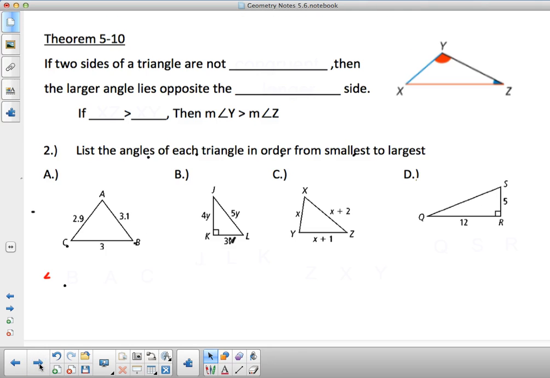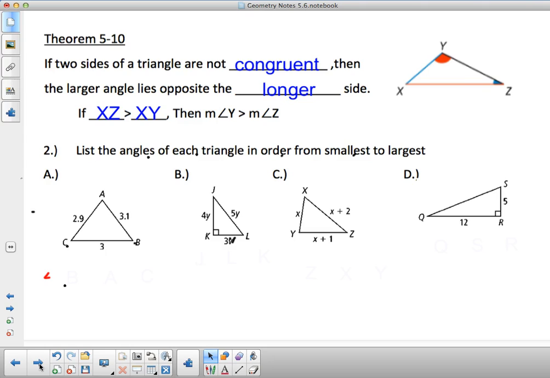So now, as we're going on, theorem 5.10 doesn't seem like a real important theorem. It's just numbered, doesn't have a name, but it's one of those theorems that we have to pay attention to. If two sides of a triangle are not congruent, then the larger angle lies opposite the longer side. Because if they were congruent, the angles would be equal, and then therefore the sides should be equal. But keep in mind, if I've got a scalene triangle, and I have angle measures and sides, the larger angle lies opposite the longer side, okay?